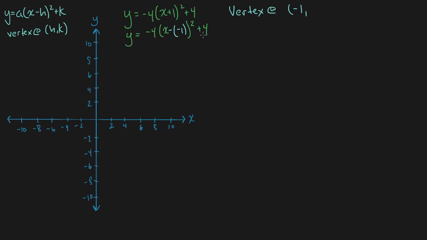And our y value is going to be +4. So just like that, we already know our vertex, and I'll write it here in teal. So I'm going to go to -1 on the x-axis and up to 4. That's going to be right on top of my 4 right there. Okay, so we have our vertex. Let's find our x-intercepts.